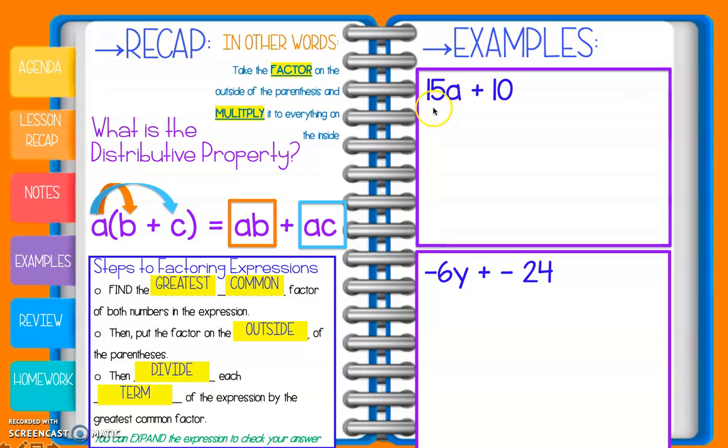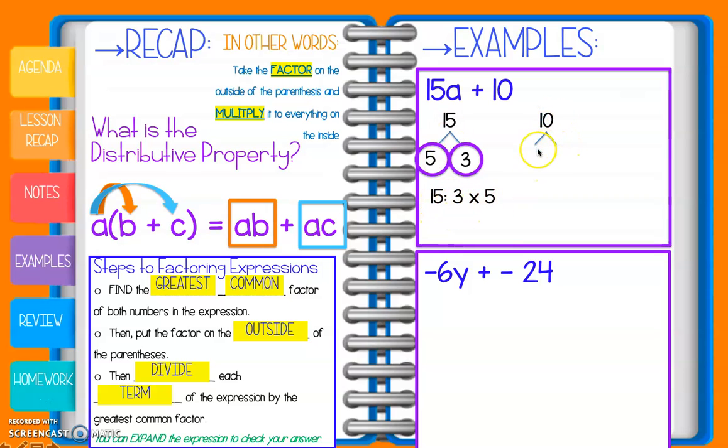The first one we've got here is 15a plus 10. First thing we're going to do is find our greatest common factor. The way that we learned to find greatest common factor was by using prime factorization, and we're going to use that same method today. We're going to put 15 and 10 at the top of our factor trees, and then break both of those down. I know that 3 times 5 would give me 15. They're both prime, so my prime factorization for 15 is 3 times 5.